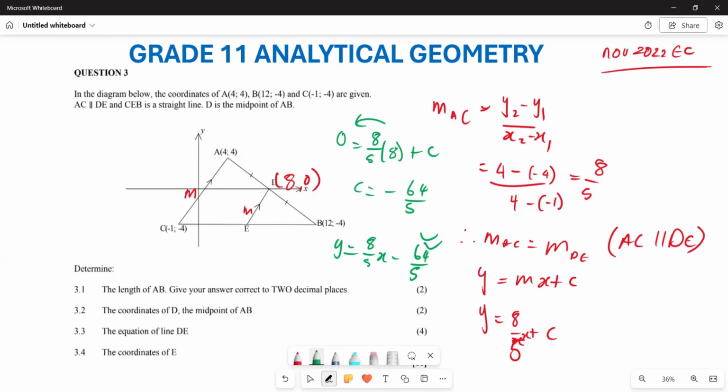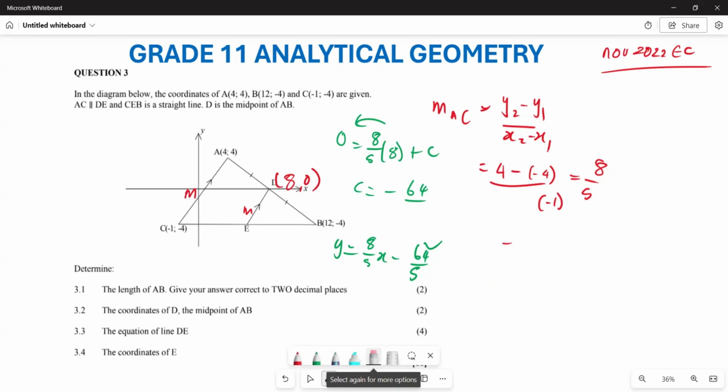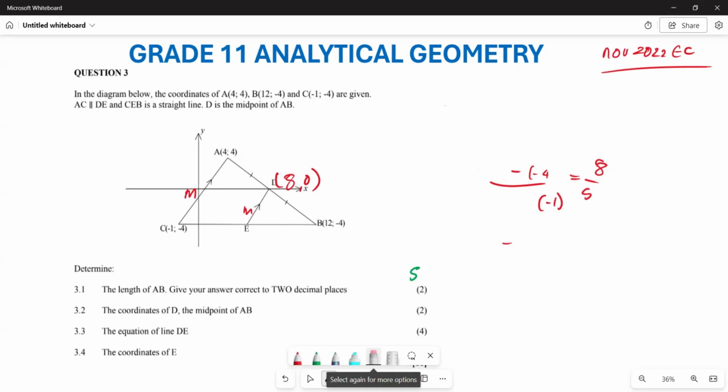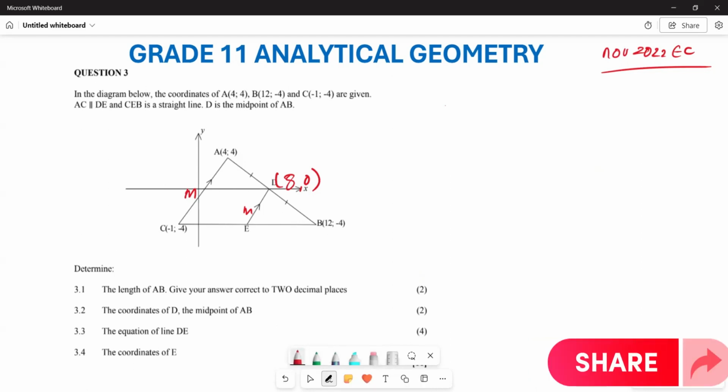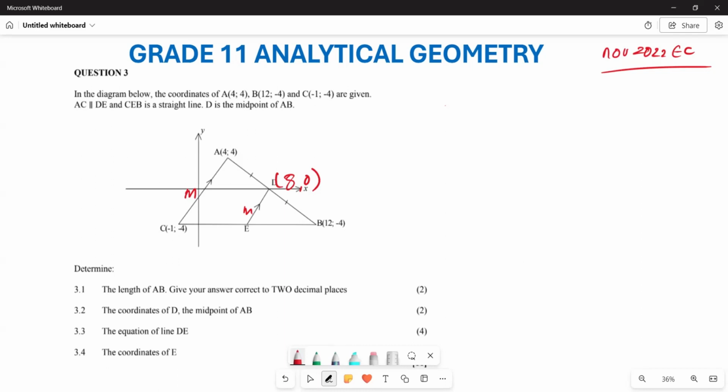So let's look at the next question and see what else we can find there. For the next question, they want us to find the coordinates of E. Now, remember, to find the coordinates of E, you're required to do these two things. We cannot just assume that CE equals EP. We are not given that. So what can you do from here to find these coordinates?